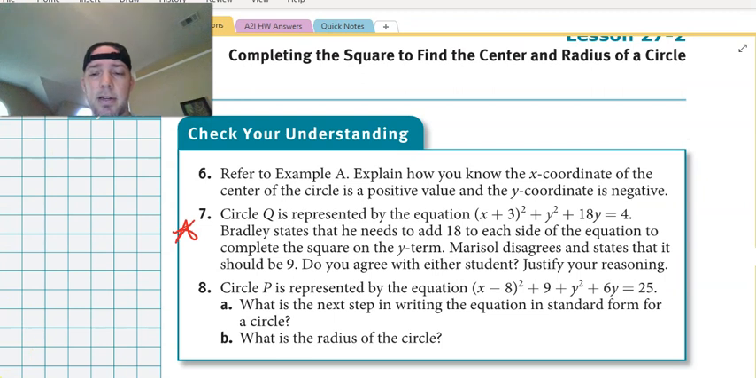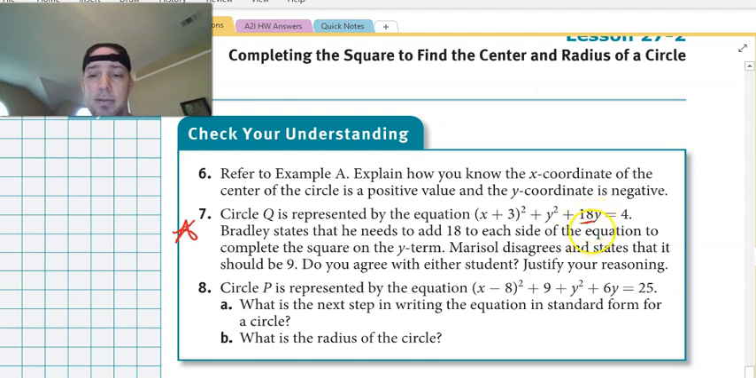Well, I thought that it was an actual problem that you need to solve, but you just needed to state why both of these people were wrong. So Bradley and Marisol both don't know what they're doing. To complete this square, the x values are done already. You already have x minus h, so h would be a -3. But for k, to find the y coordinate, you need to complete the square. You need to take half of this b value here and square it.